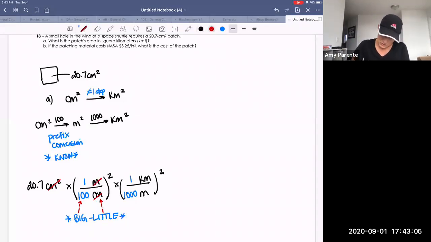Now my meters squared are going to cancel, and I'm left with the units that I want for my answer, which are kilometers squared. Now this is one of these problems you want to make sure that you try on your calculator, that you get the same answer on your calculator, because how you enter things in your calculator is really important to make sure that things work out with getting the right answers.